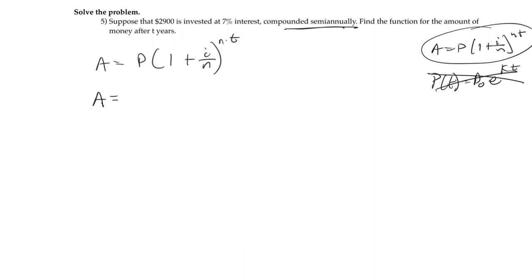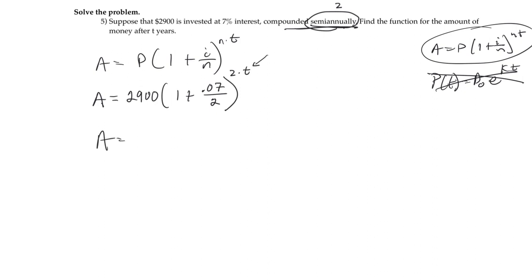So to do that, you just plug in your principal, how much money you started with, and then 1 plus the interest rate is 7%, so 0.07, divided by, if it's compounded semi-annually, that's twice a year, so my n is 2, raised to the 2 times t. So when you do a growth function kind of thing, you would just put a t in there.